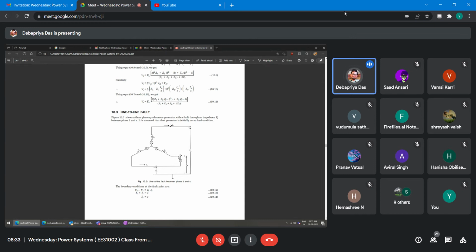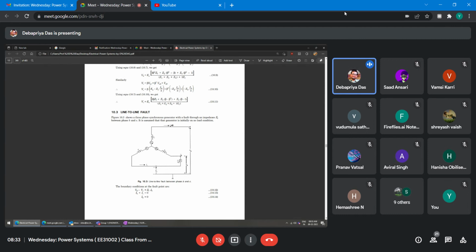And as these two lines are connected, line to line fault, IA is equal to 0. No fault current can flow through this because these two are short circuited. But this voltage is VA, this is VB, and this is VC, and this is the fault impedance ZF, right? So from simple circuit analysis, you can find VB minus VC will be ZF into IB. Right, and IB is equal to minus IC. The IB direction we have taken downward.